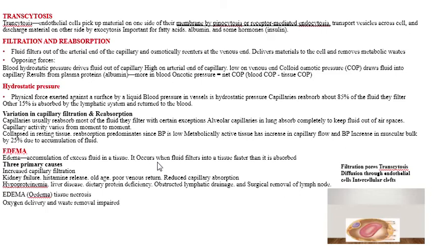Obstruction of lymphatic drainage, I will talk about lymphatics. Surgical removal of lymph nodes causes lymphatic obstruction, and it may lead to elephantiasis, because the leg becomes very, very big. Okay, oxygen delivery and waste removal are impaired, especially in kidney failure. Okay.